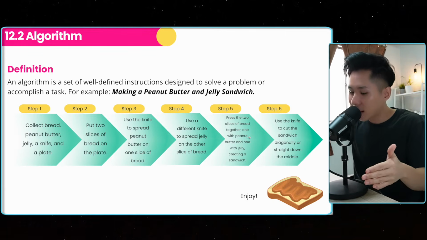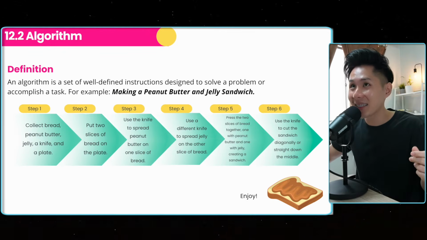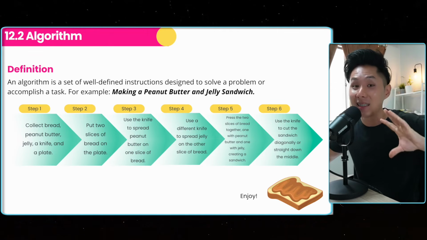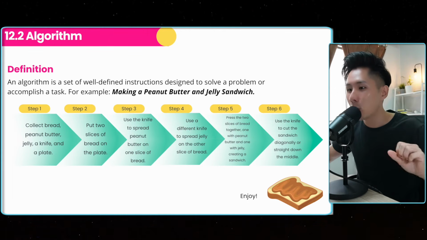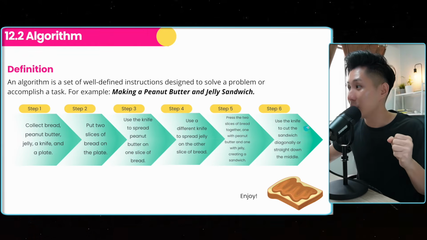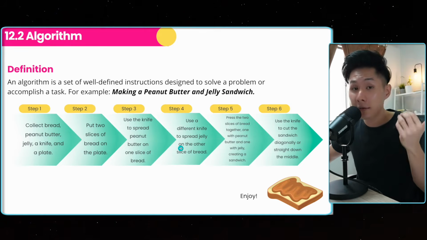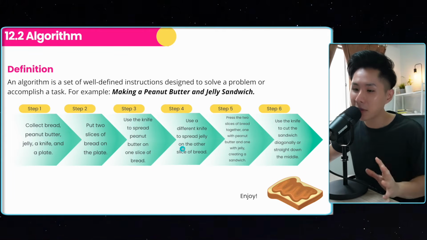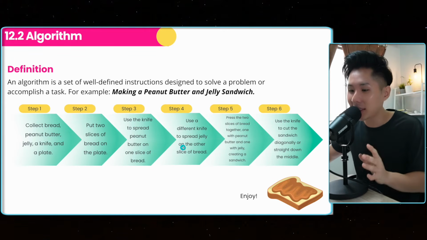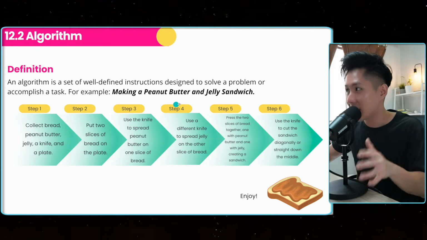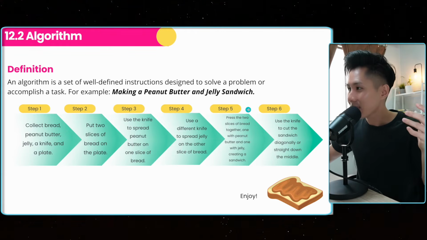and use the knife to cut the sandwich. So these are the steps that we don't think about, right? Because they are habits already. But what an algorithm can do is to specify the steps in a very detailed manner so that everyone can apply these steps and make a peanut butter and jelly sandwich.